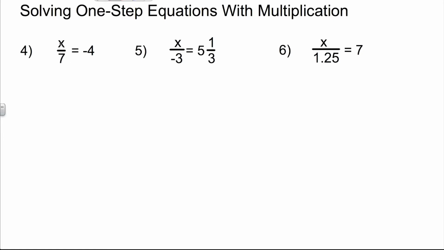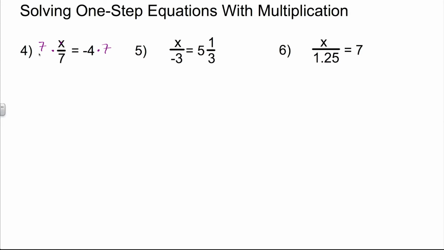So in this problem, if we read it, x divided by 7 is equal to negative 4. Since x, the variable that's on the left-hand side of the equation, is being divided by 7, we perform the inverse of divide by 7, which is multiply by 7. Using the multiplication property of equality, we do it to both sides.